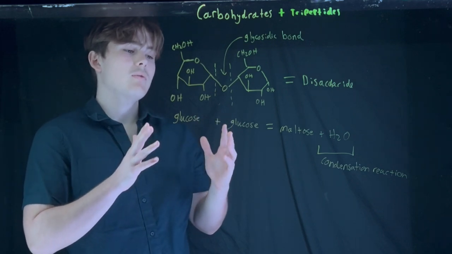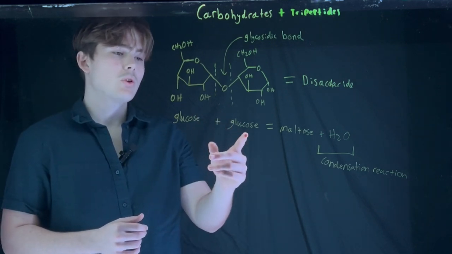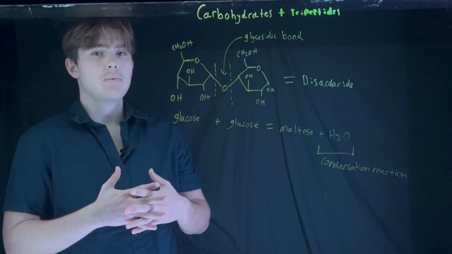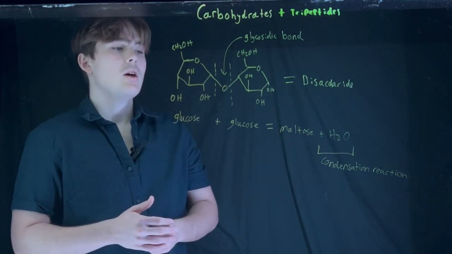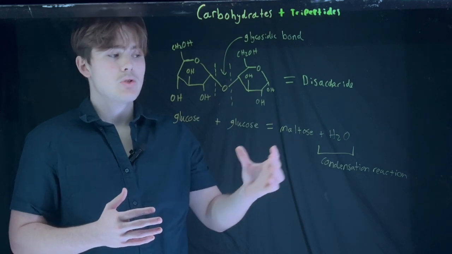In this example here, we have two glucose molecules coming together to form a disaccharide called maltose. And also as a byproduct, it produces water as well.